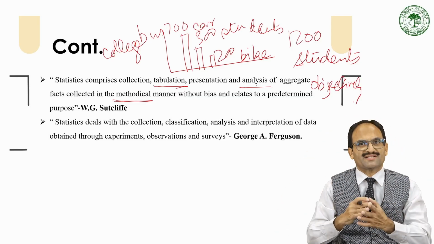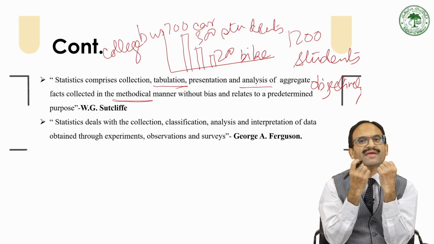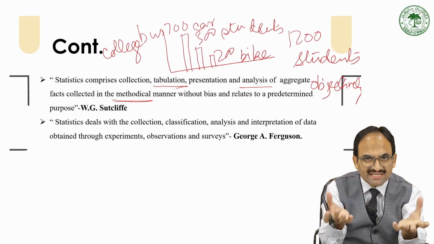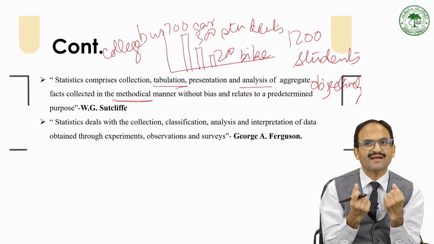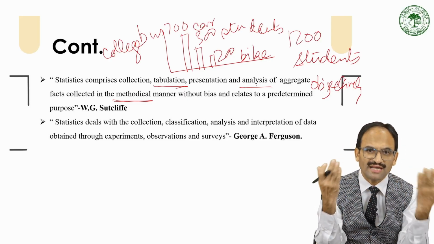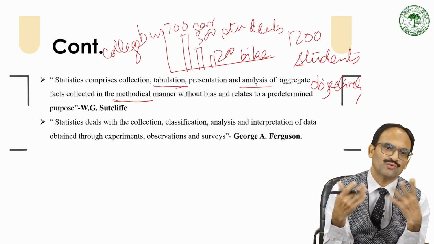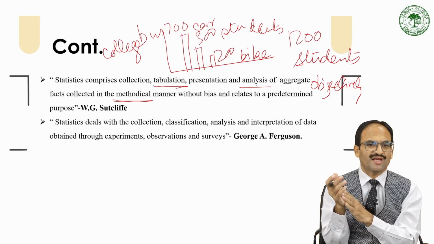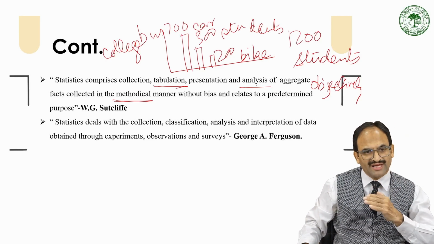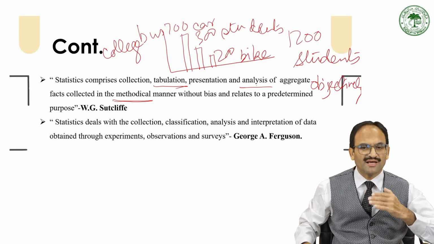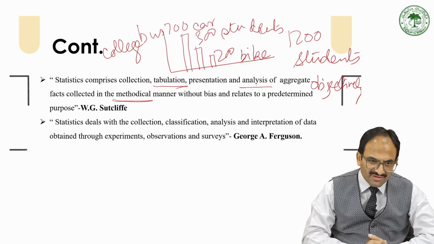We will not be biased. So, whatever things are coming out empirically, accordingly we will tabulate, we will classify, we will present the data and we will do our analysis. So, this definition was given by Sutcliffe. In continuity of this, let us talk about the fourth definition.